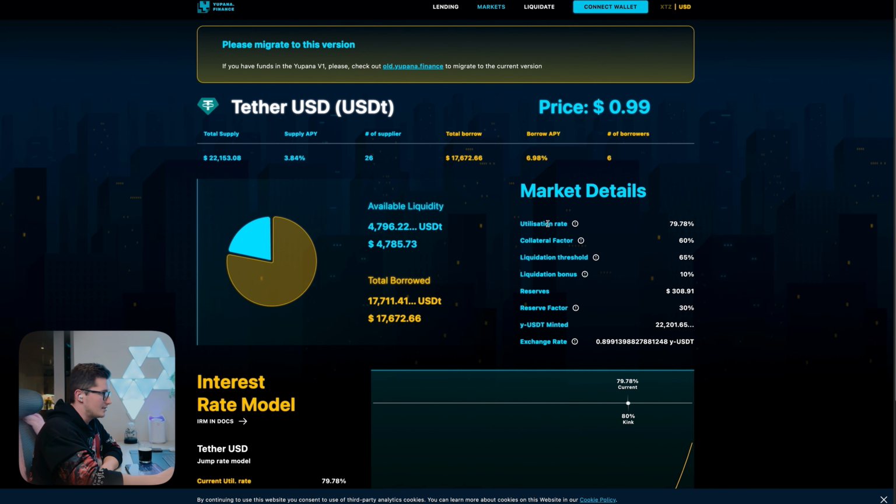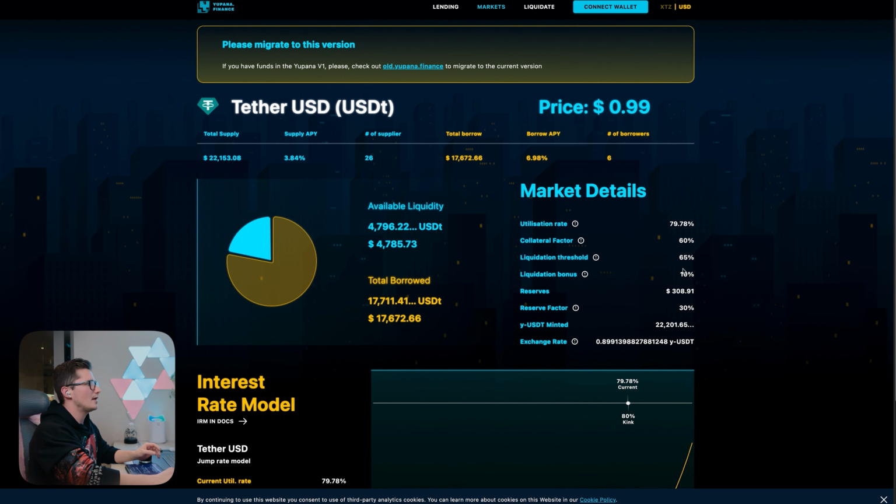So the market details, utilization rate. What is the utilization? Very simple. Utilization is utilization of the supply market. So how much assets are borrowed, the percentage of borrowed assets to supply assets. Right now it's almost 80%. Then a collateral factor. Remember, collateral factor, 60%. A liquidation threshold, 65%. A liquidation bonus or liquidator bonus, 10%.